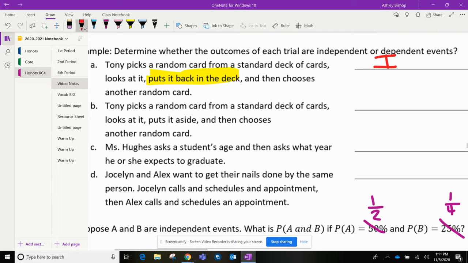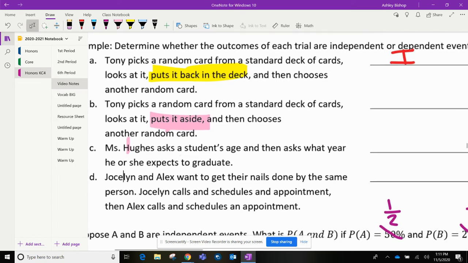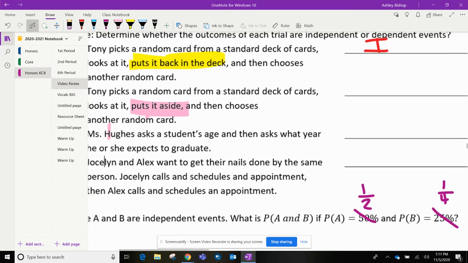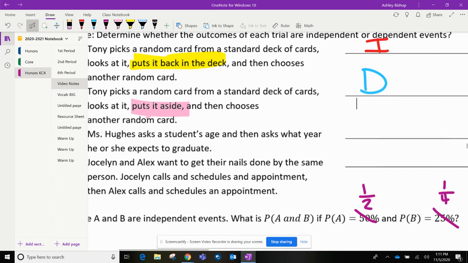Now Tony picks a random card from a deck of cards, looks at it and puts it aside, and then chooses another random card. Now Tony's picking a card, he puts it aside, puts it in his back pocket, and then chooses another card. The fact that he put that card aside completely will affect what happens when he picks that second card. It'll affect his probabilities. The probability of his second event completely depends on the fact that he put that card aside. His chances are different now. So this is a dependent event. So I'm just going to put a D for dependent.